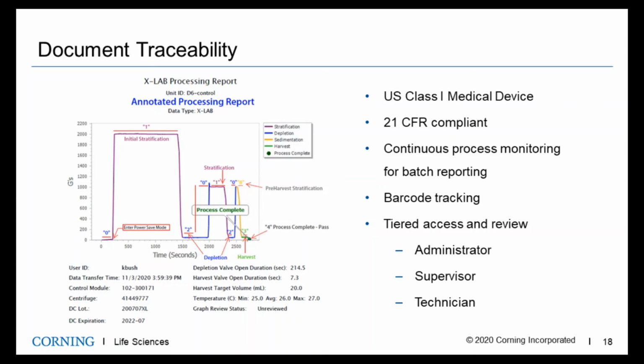That software allows for tiered access with administrator level, supervisor level, and technician level access, as well as a tiered review process for these reports. Each of the disposable cartridges comes with a barcode tracking system. And you can see several of the process parameters here in this graph that lets you know at what G-force, the amount of time spent at each step, and indicators of whether or not each particular step of your pre-programmed process was performed as indicated.